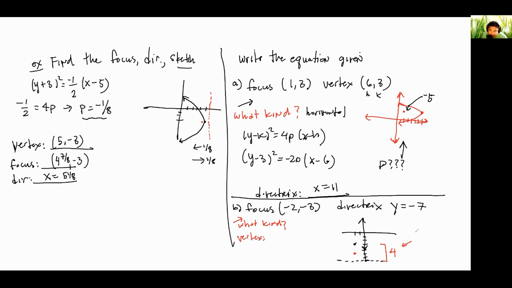Remember, the vertex is between the focus and the directrix. It's right in between them. So the red dot represents my vertex and it's facing upwards like this. The vertex, you said, -2, -5. And now we have our equation.